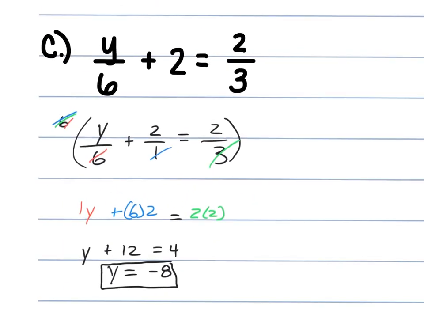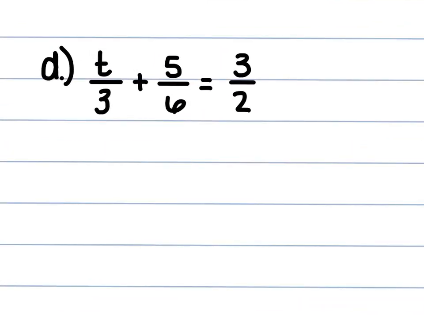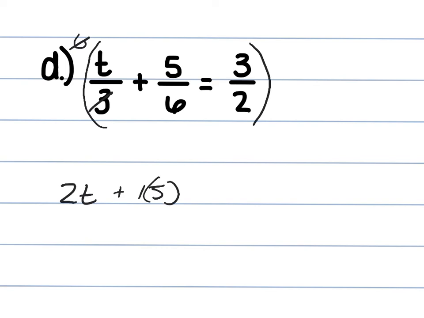I'm going to zoom out. Okay, talk to me about this one. No different. The denominators all go into 6, so I am going to just put that around them. And if I were to multiply each one by 6, this 3 goes into 6 twice, so we get 2t. That 6 goes into 6 once, leaving me just 1 times 5. 2 goes into 6 3 times, leaving me 3 times 3.